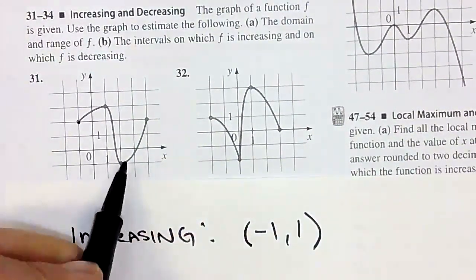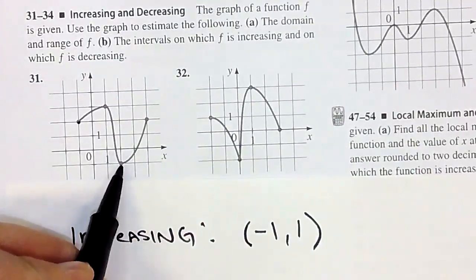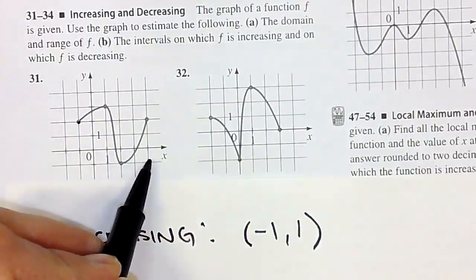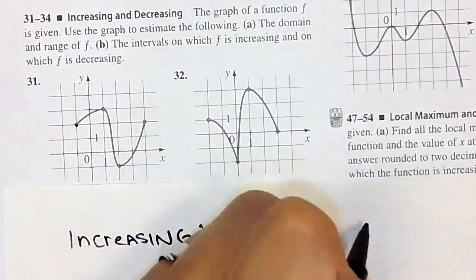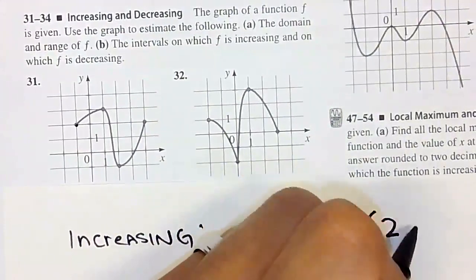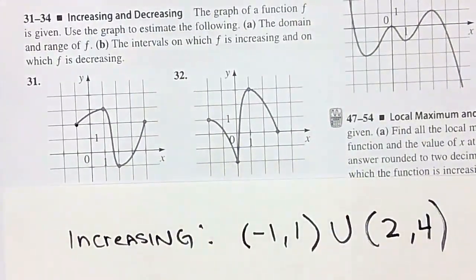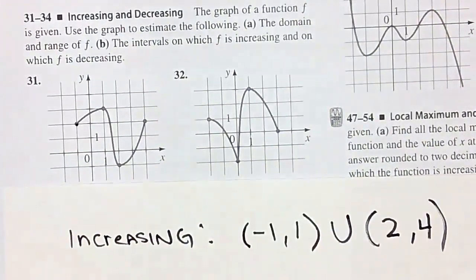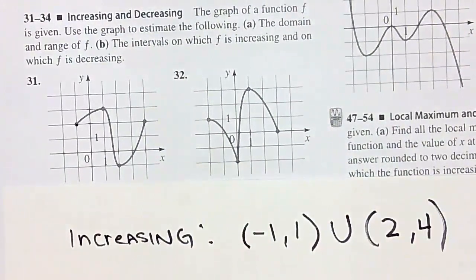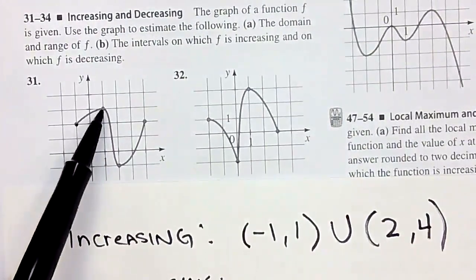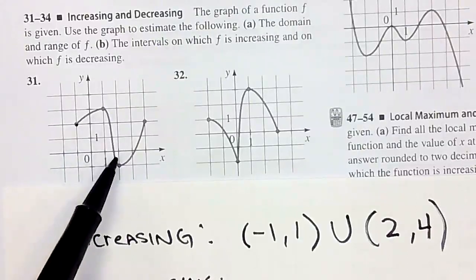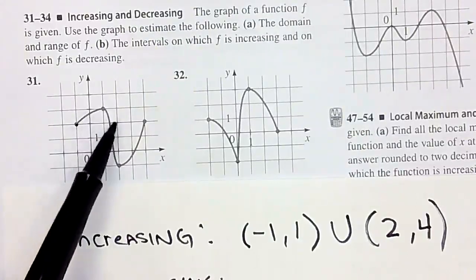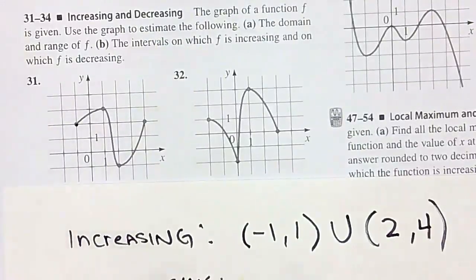It's also increasing from 2 to 4. Right? So union 2, 4. It's decreasing from 1 to 2, right?